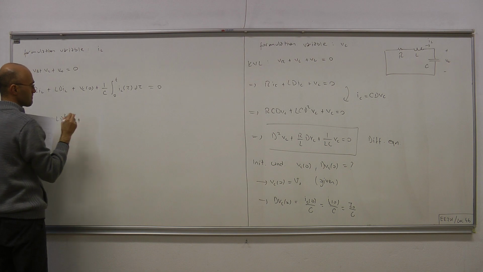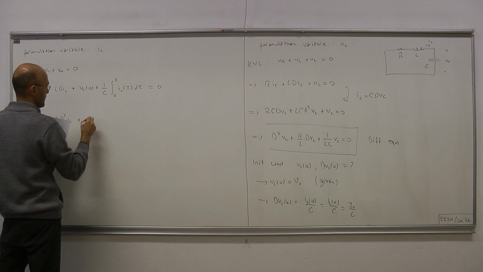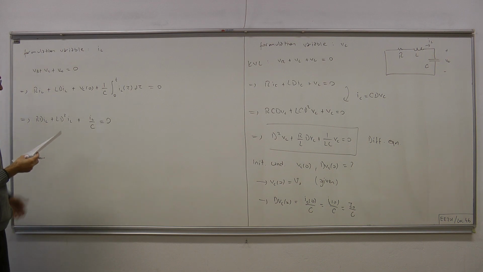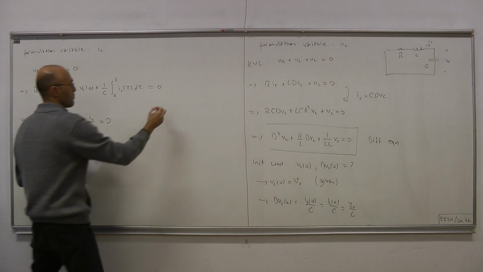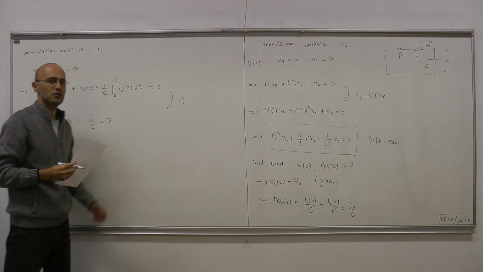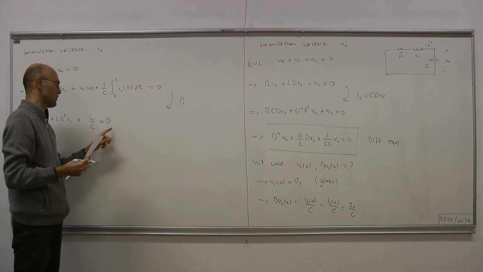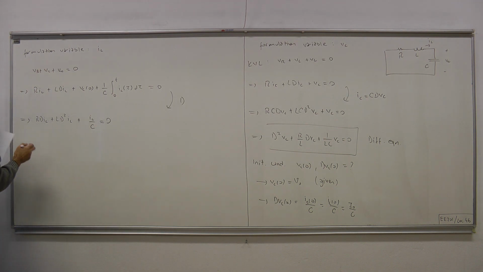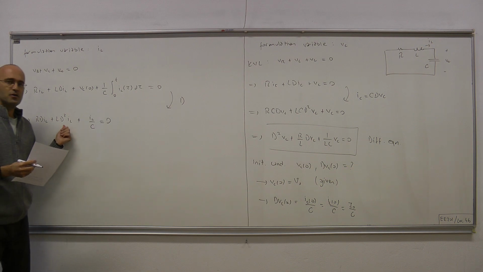and we have plus IL over C. Okay. And that equals 0. From this line to that line, all we did was we differentiated both sides. The derivative of 0 is 0, so the right-hand side didn't change. So that's our differential equation.